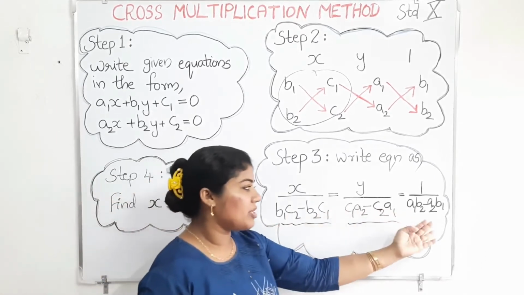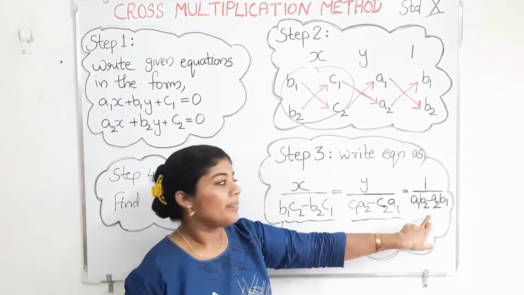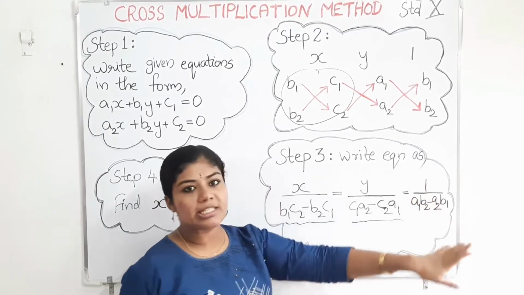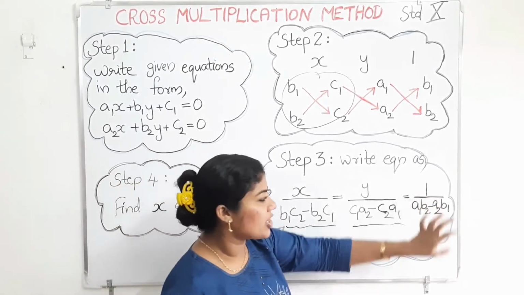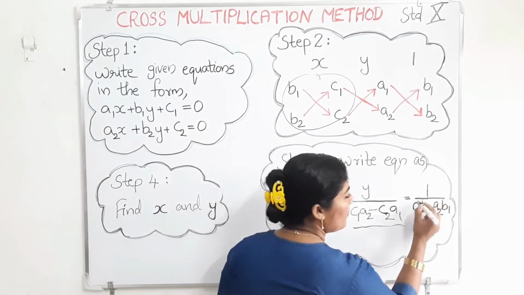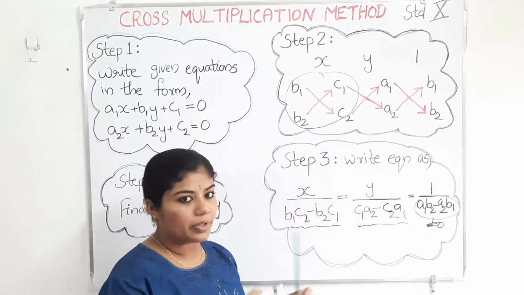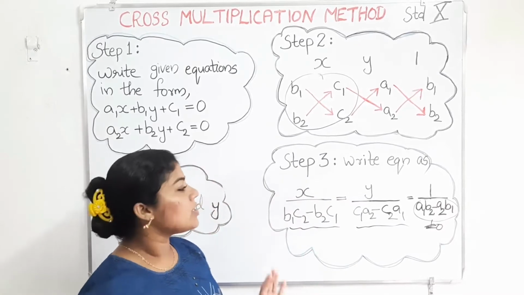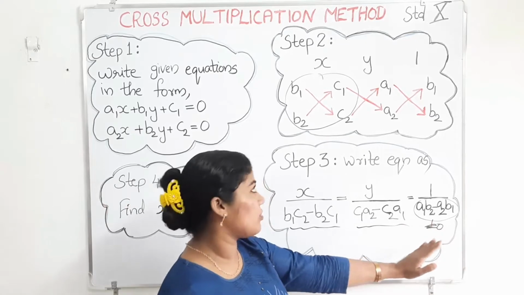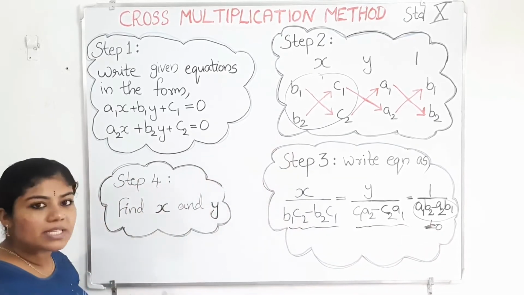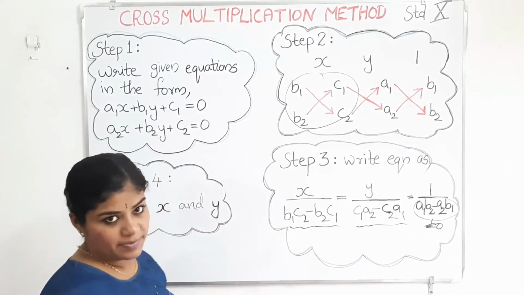Here there is only one condition: A1, B2 minus A2, B1 should not be 0. If you are writing 1 by 0, that is not defined. That you know, right? It is not defined. So this section should not be equal to 0. If that is equal to 0, you can't move forward with your problem. So you only have to take care that it is not 0, ensure that. And the remaining steps are all easy. So there are 4 steps. We have 4 steps. Okay.